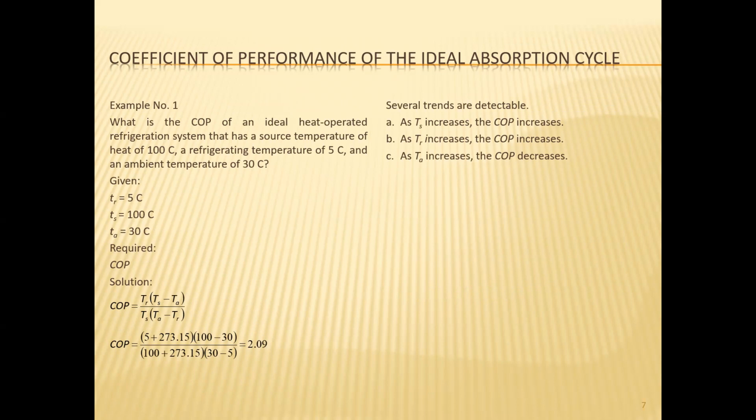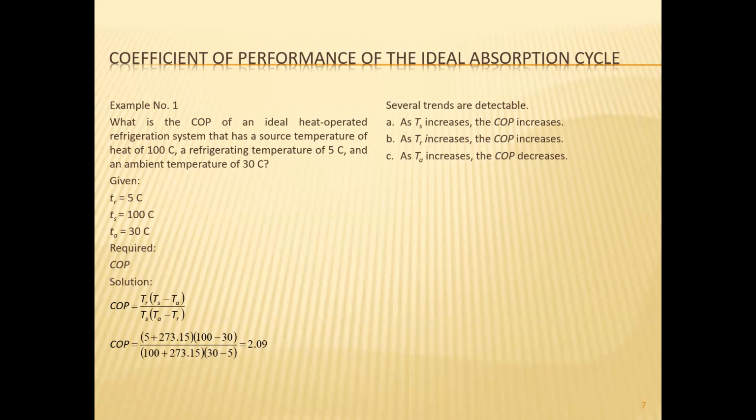What is the COP of an ideal heat-operated refrigeration system that has a source temperature of heat of 100C and a refrigerating temperature of 5C and an ambient temperature of 30C? Given T sub R 5C, small letter kasi given, hindi absolute. T sub S is equal to 100C, T sub A is equal to 30C, required COP. Solution: ang COP is equal to TR times TS minus TA divided by TS times TA minus TR. So COP is substitute ng value.